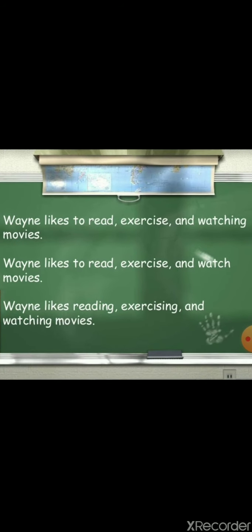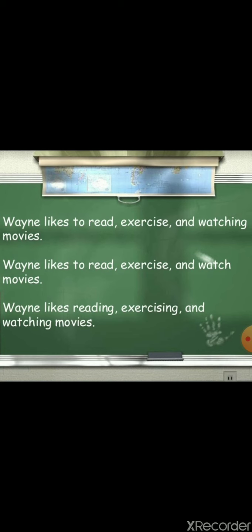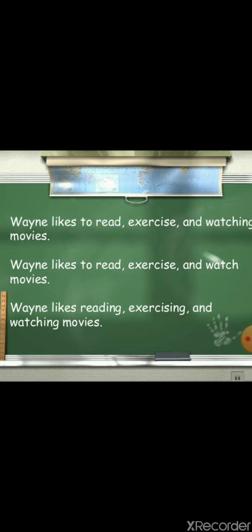More examples. Wayne likes to read, exercise and watching movies. Very simple to correct now. Wayne likes to read, exercise and watch movies. Wayne likes reading, exercising, watching movies. If we use -ing in the last sentence, then all the verbs become gerunds, meaning -ing has been added to every action, every verb, to create the balance. So the last sentence is correct. In the first two sentences, there is something missing.